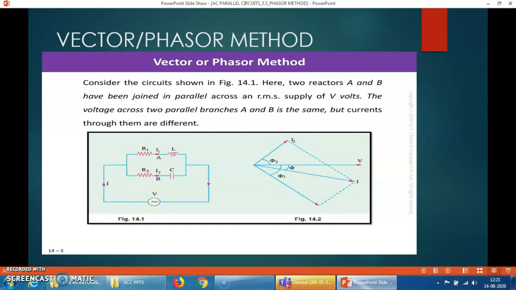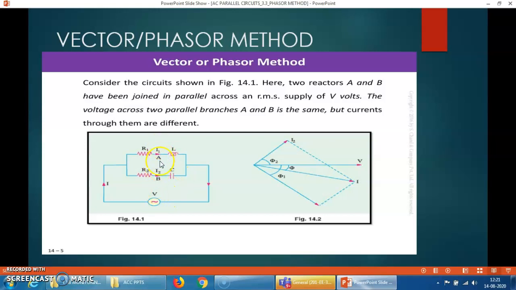Now how to find the value of the current and the power factor by using the vector or phasor method? In the vector method you have to draw the vector diagram. How to draw the vector diagram? It is very simple. There are two branches, so there are two branch currents: branch current I1 which is flowing through the RL, and branch current I2 which is flowing through the RC series.